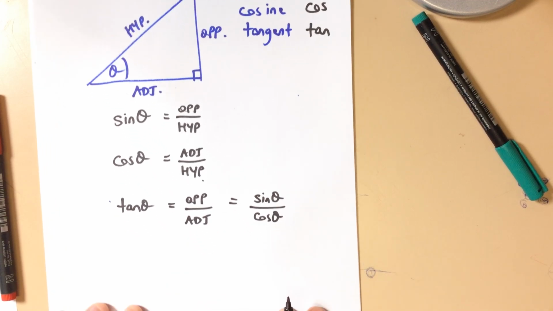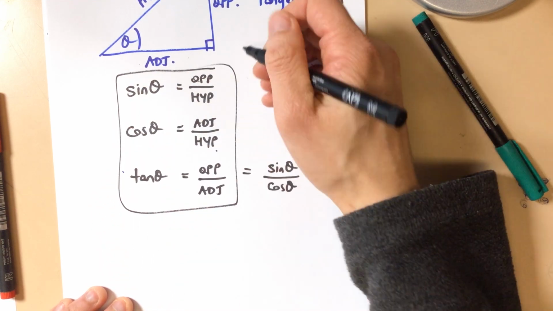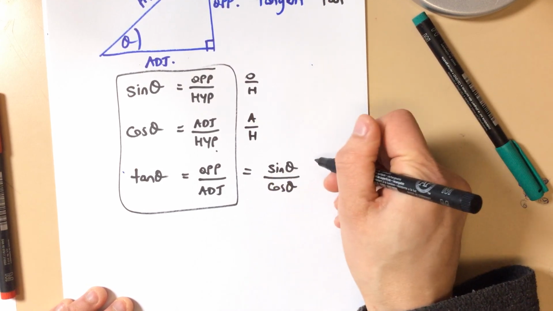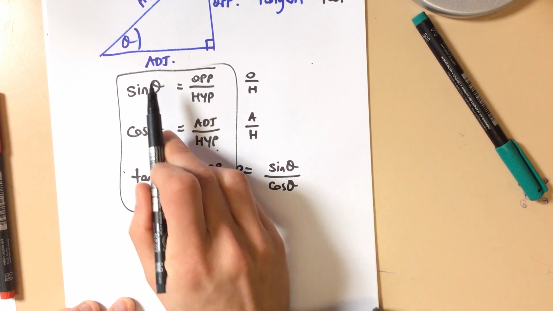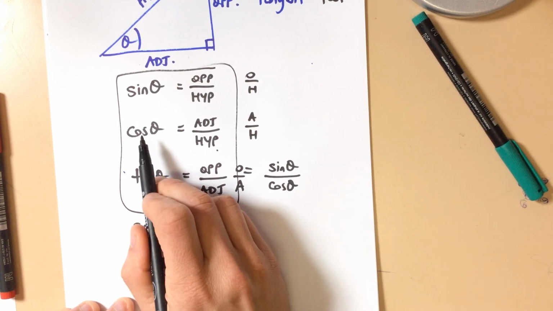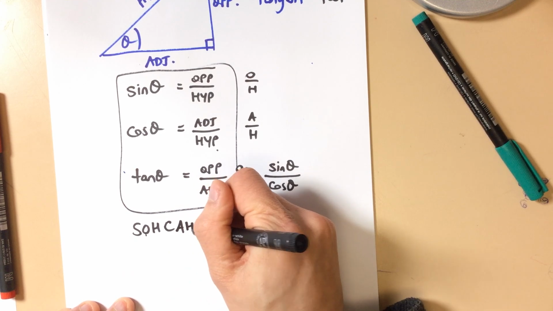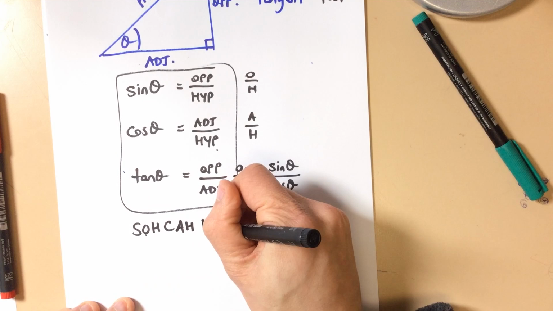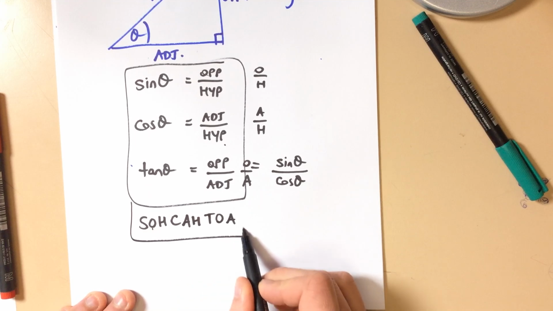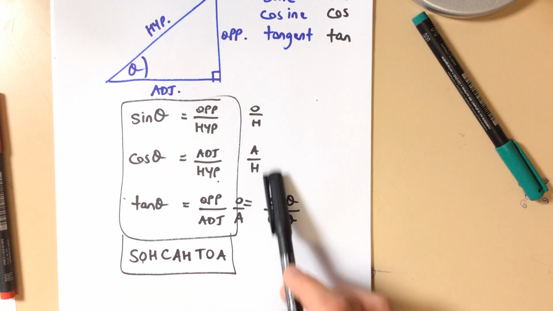So a mnemonic device for remembering all of this, because it's quite hard, is to notice that you've got O over H, A over H, and this one is O over A. So S goes with OH, so people write SOH. Sine is opposite on hypotenuse. Cos goes with A and H. Cosine equals adjacent on hypotenuse. And T goes with O and A. Tan equals opposite on adjacent, so we read that as SOHCAHTOA, which is a bit long and awkward and not a real word, but it does help us to remember what all the ratios are.